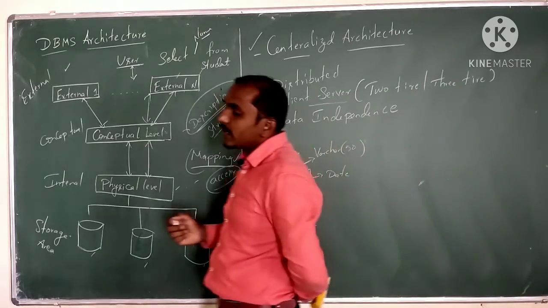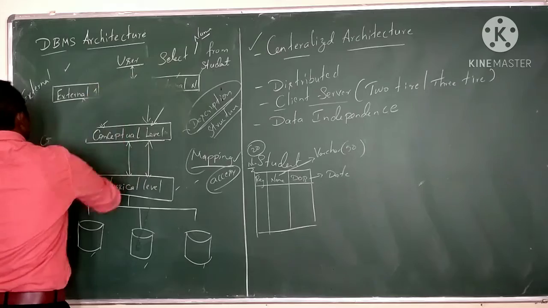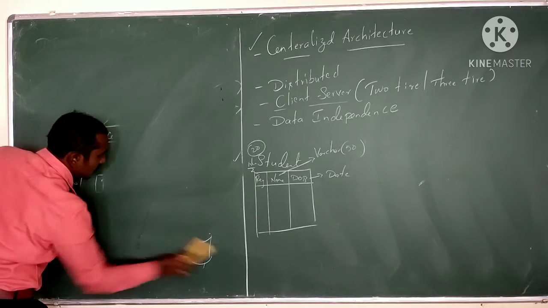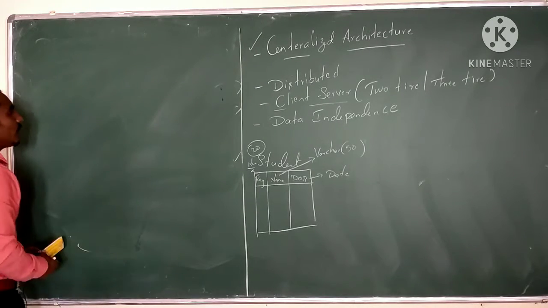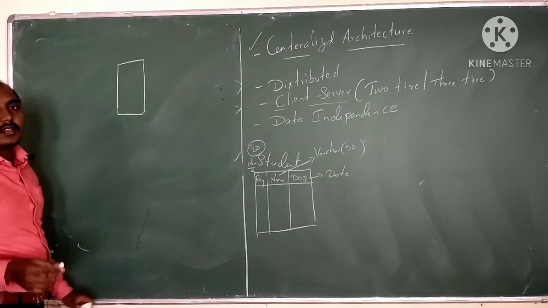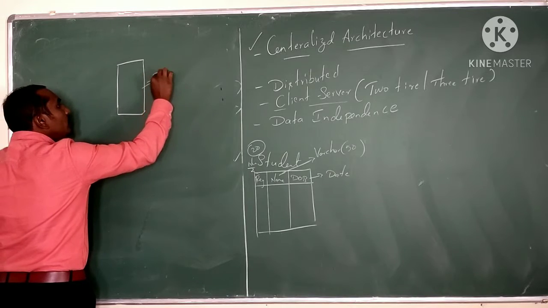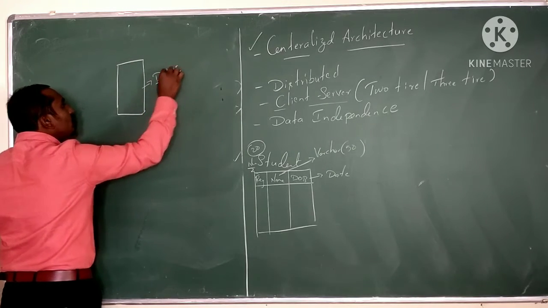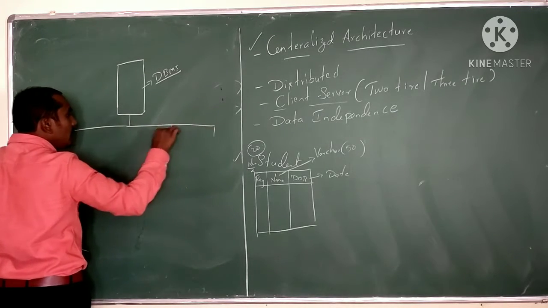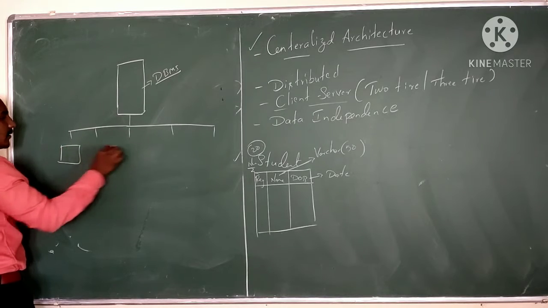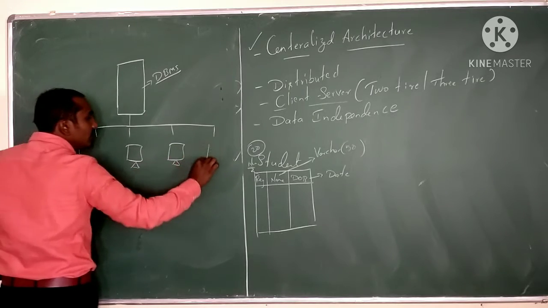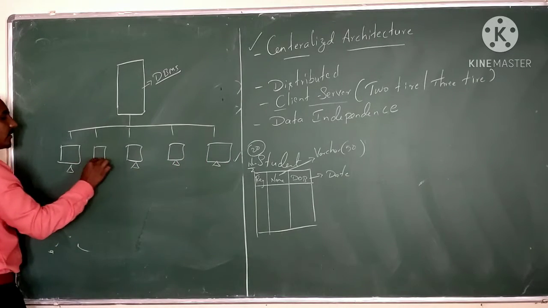What is the meaning of centralized architecture? Suppose I have a single system, with a single CPU or processor. In that processor, the database management software is present in that single system, and the single CPU is connected with multiple monitors. When I say monitors, these are acting as clients.